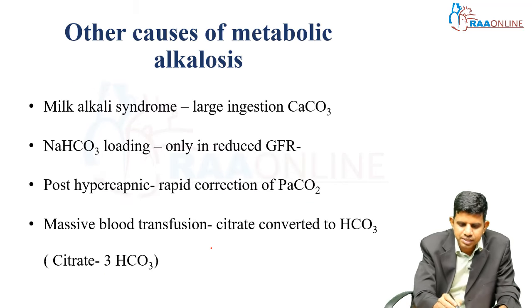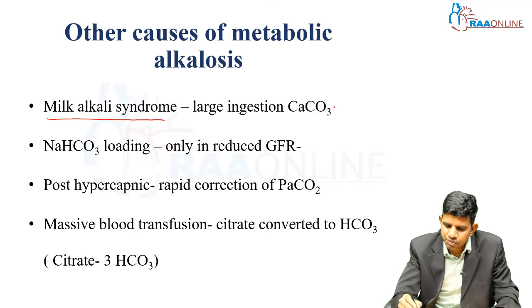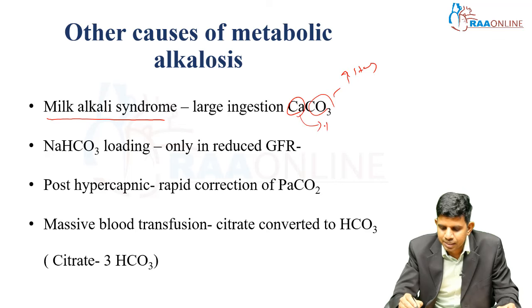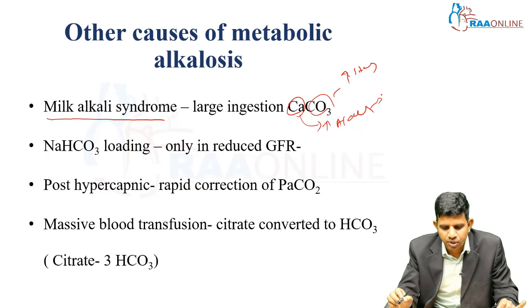The other condition we already discussed is milk alkali syndrome, which is an excessive, large ingestion of calcium carbonate. The carbonate will increase the bicarbonate level. The calcium, what will it do? The hypercalcemia will do two things. Hypercalcemia will cause diuresis, so it causes hypovolemia. This hypovolemia can activate hyperaldosteronism, and it can maintain the metabolic alkalosis. The excessive ingestion increases my bicarbonate level, and hypercalcemia increases the aldosterone level. This hyperaldosteronism will maintain a metabolic alkalosis. This is one way milk alkali syndrome causes metabolic alkalosis.